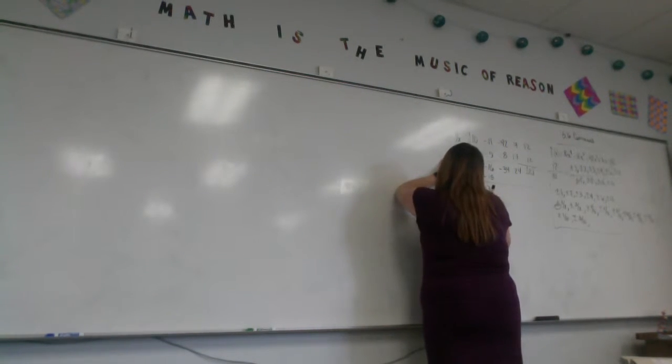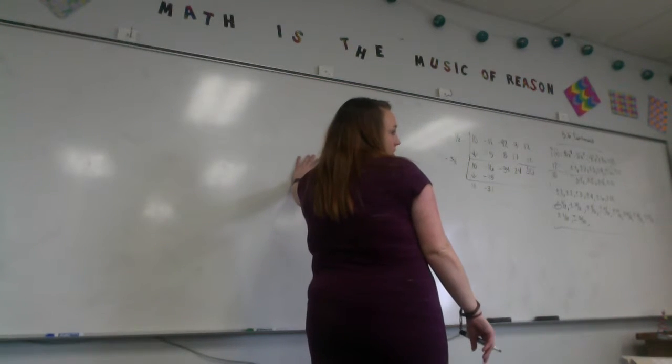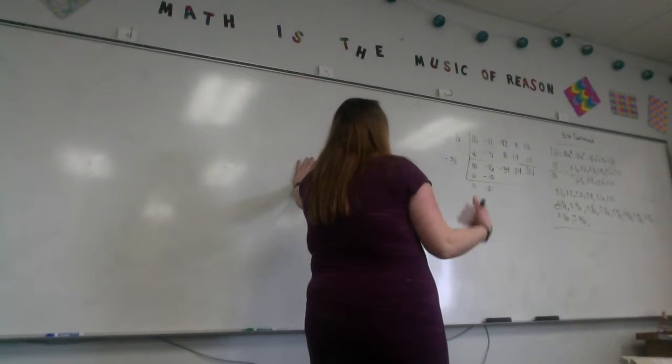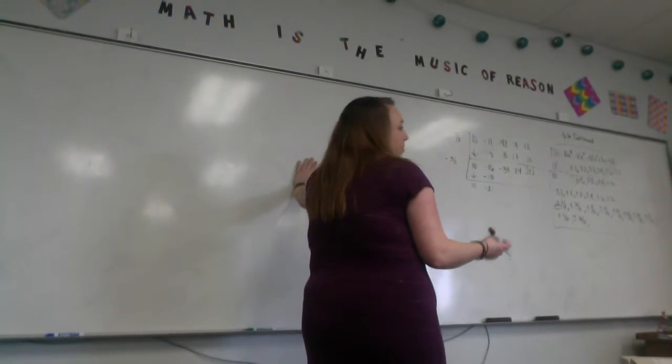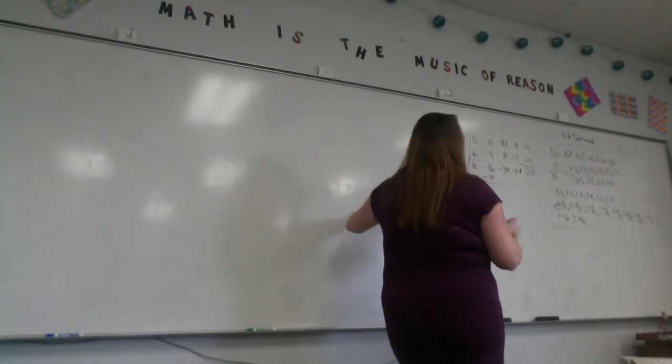Negative 31 times negative 3 gives me what? Calculator out. 31 times 3 is 93, so you get positive 93. Does 93 divide by 2 evenly? No, it's not. So let's not do that one. That's not going to work.